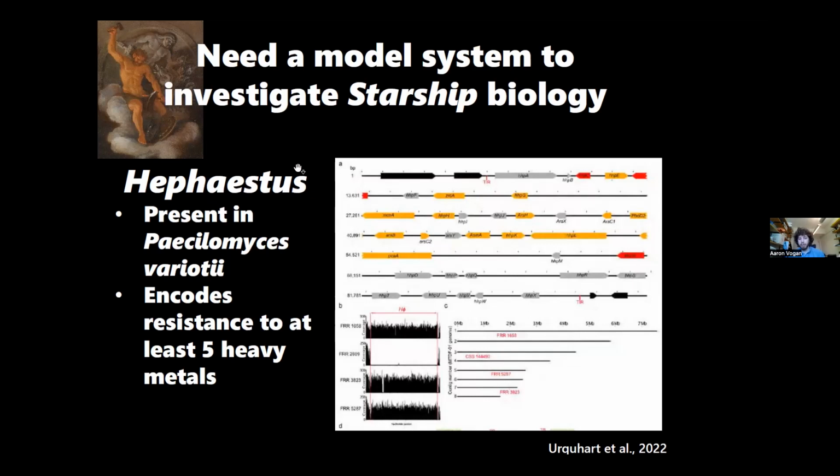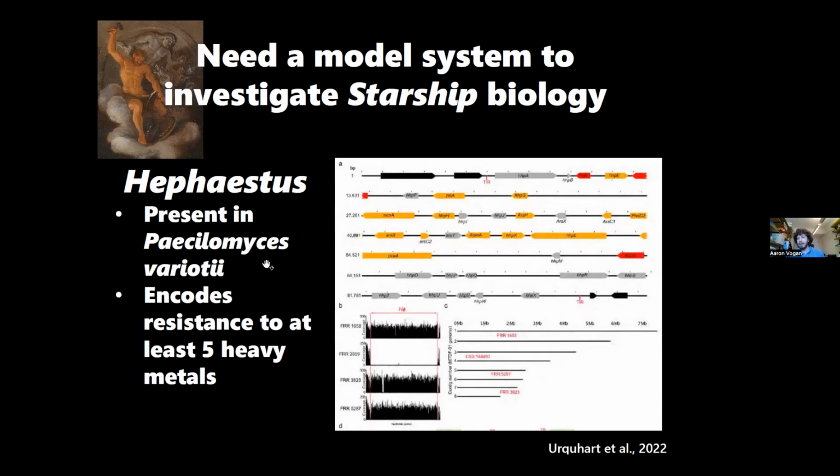And Hephaestus is pretty cool. It's a bit smaller than Enterprise. It's only about 70 kb. It's in this species of fungus called Paecilomyces variotii, which typically contaminates grain in storage, so it's a problem. And he found that the genes it carries allow this fungus to resist up to 5 different heavy metals. So lead, arsenic, zinc, cadmium, mercury. It's able to provide resistance to all of those stressors in one single sort of giant mobile gene cluster, which is pretty cool.